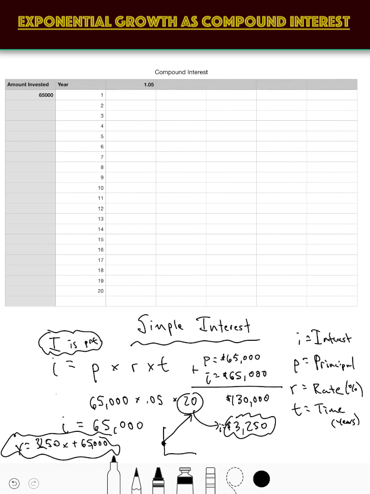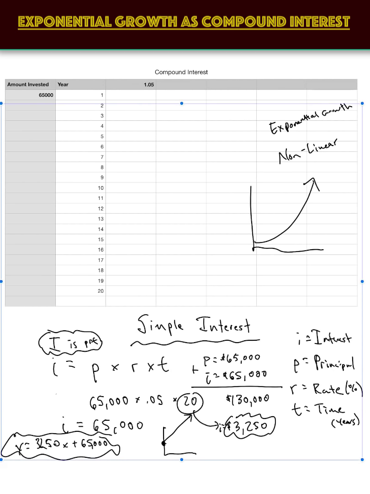Compound interest is totally different. Compound interest, when we're done with it, is going to look like exponential growth. It's going to be a curved line, it's going to be non-linear, and it's not going to be proportional growth, it's going to be exponential. Okay, let's talk about why.